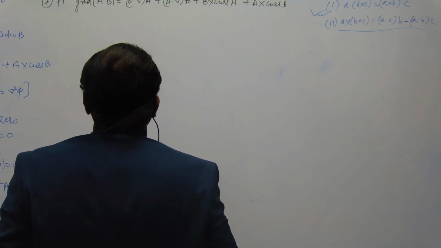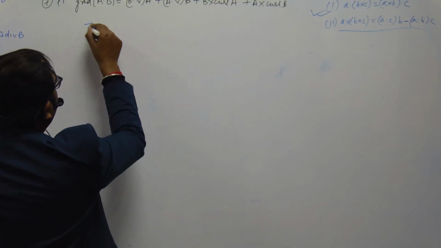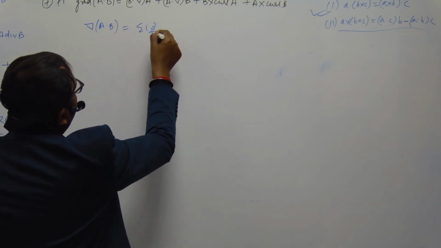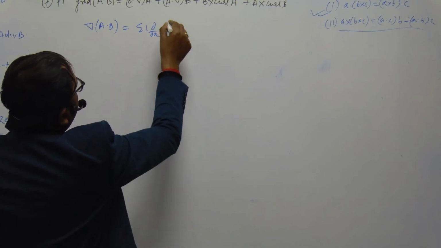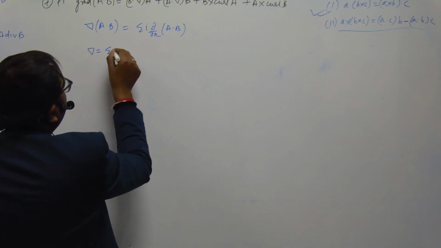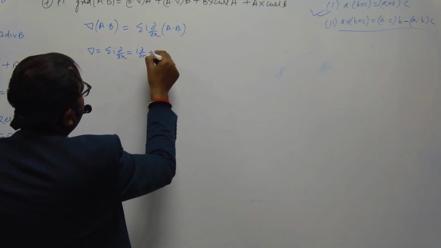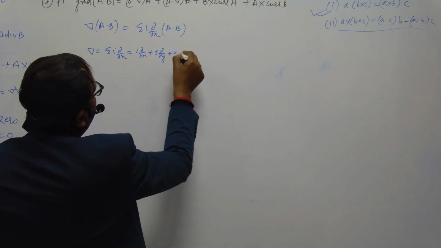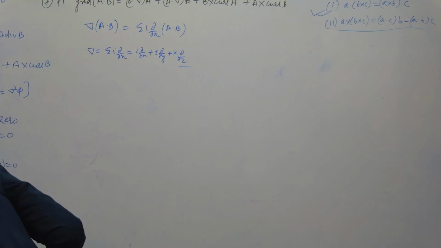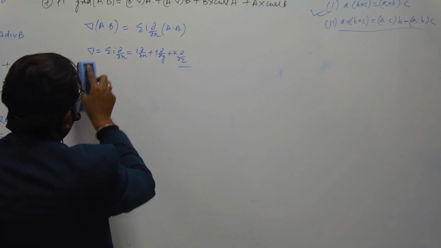Okay, let us discuss this. So we have the gradient of A dot B. This we can write as summation I del upon del x. This is basically the vector differential operator, and this is A dot B. So del we can write as summation of I del upon del x, which is equal to I del upon del x plus j del upon del y plus k del upon del z. So this is basically the vector differential operator. We can represent this in this form also, summation of I del upon del x.